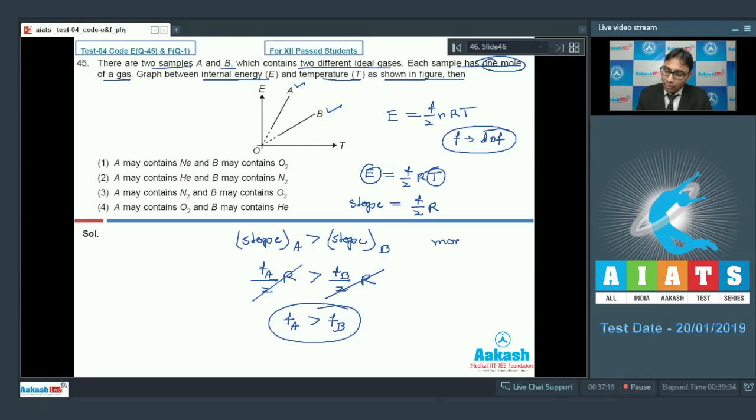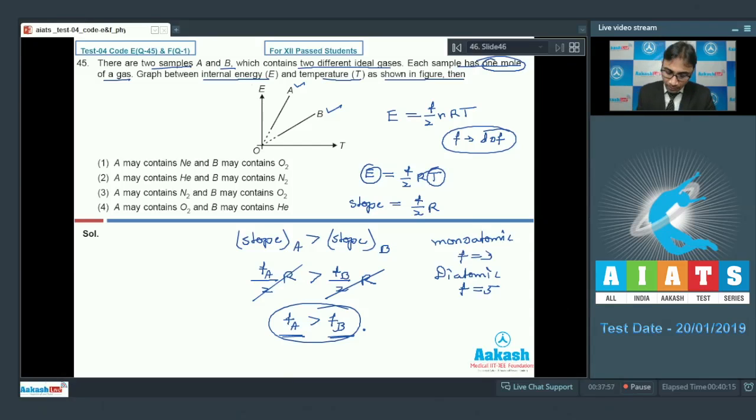And we know that for monoatomic gas, degree of freedom is how much? 3. And for diatomic gas, degree of freedom is 5. So since degree of freedom of A is more than degree of freedom of B, we can say that A can be diatomic and B can be monatomic. Both cannot be the same, because degree of freedom of A is more than degree of freedom of B. So that means A may be diatomic, B may be monatomic.